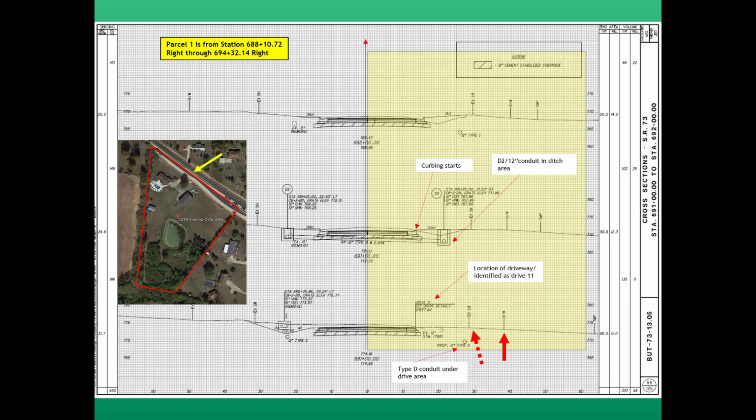It's in the ditch area. And if you remember from the other sheets we looked at, the water flowed from across the street into this conduit. And so you can see we're now across the street. Little brown arrows are showing you the directional flow of the water into that conduit, which is in front of Parcel 1. Next highway station, 692 plus 00. We've got buried conduit for the water flow in the ditch area.